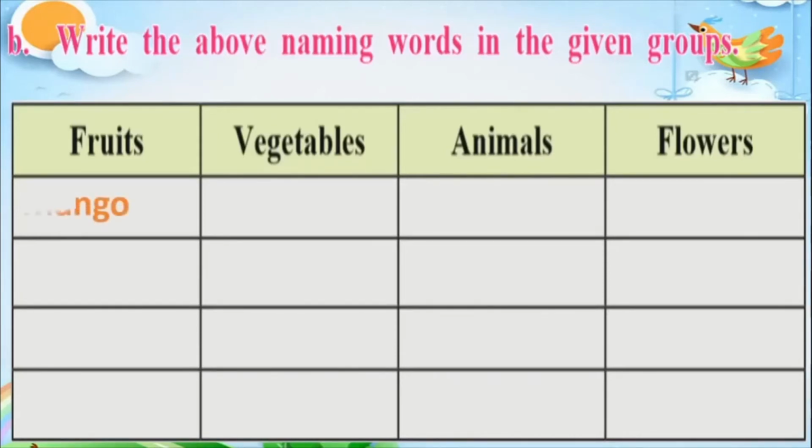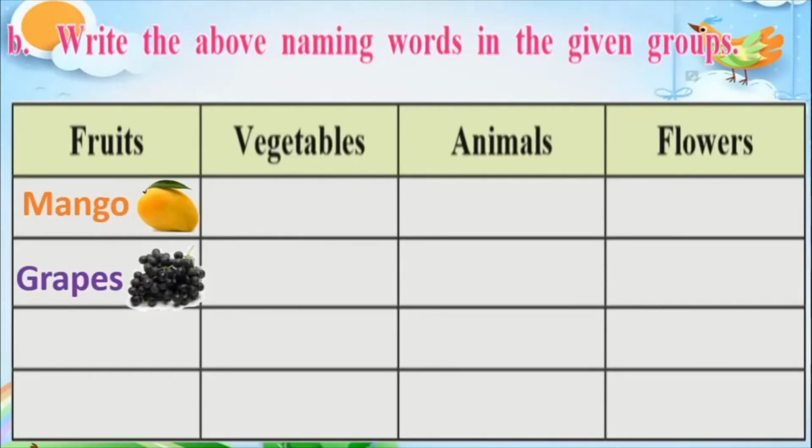We will write mango, because mango is a fruit. Which was the next fruit that we saw? Yes, it was grapes. And remember, I told you I will show you the picture of the black grapes also. So these are black color grapes.